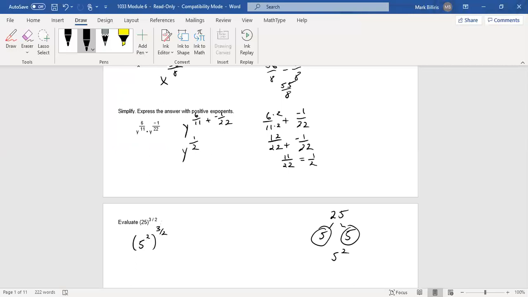Again, when we raise a power to a power, we multiply the exponents. So we have 5 squared, or I'm going to make it 2 over 1, times the 3/2 power. I can reduce: 2 goes into 2 one time, and multiply straight across. So this would give me 5 to the 3 over 1 power, which is 5 to the third, because I'm multiplying numerator times numerator, denominator times denominator. And now I simplify. 5 to the third power is 5 times 5 times 5, which is 125.